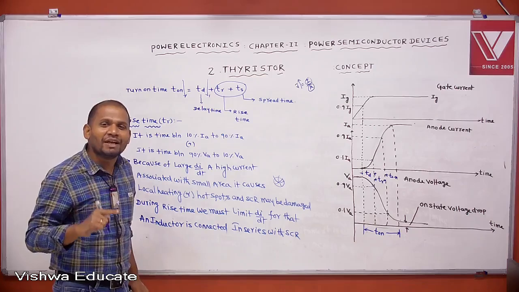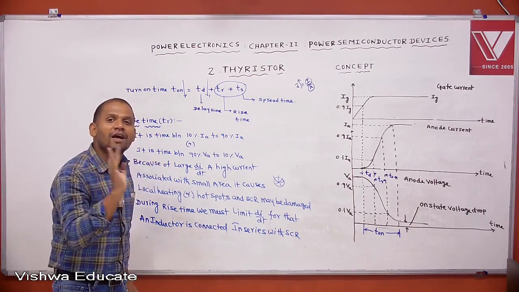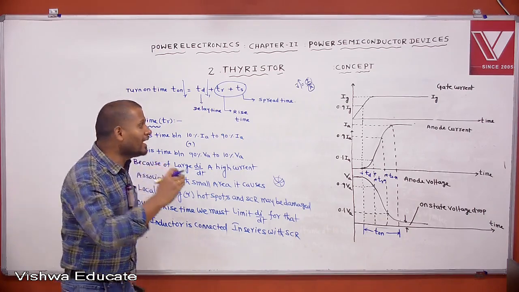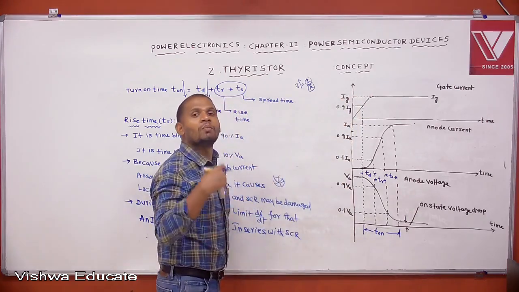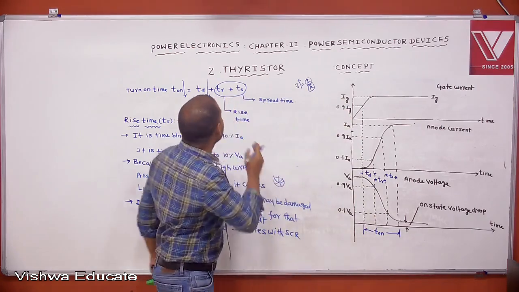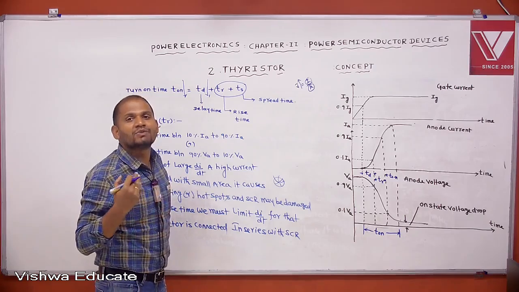But the problem with an inductor is that it always opposes the rise of current. When the inductor opposes the rise of current, does the rise take more time or less time? More time. If the rise time increases, the turn on time also increases. That's why turn on of an SCR takes more time.